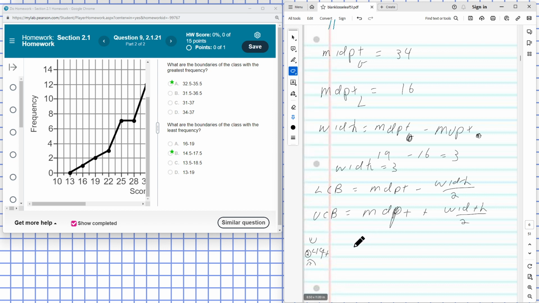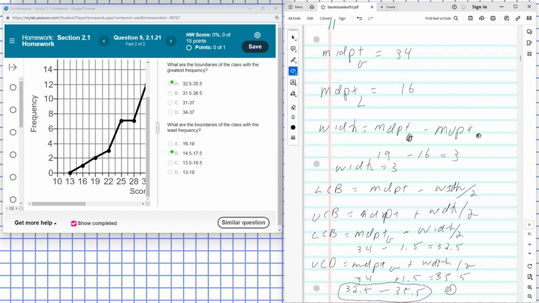So here I have my formula set up. I know my width is 3. So my lower class boundary would be the midpoint minus the width divided by 2. The upper class boundary is going to be the midpoint plus the width divided by 2.